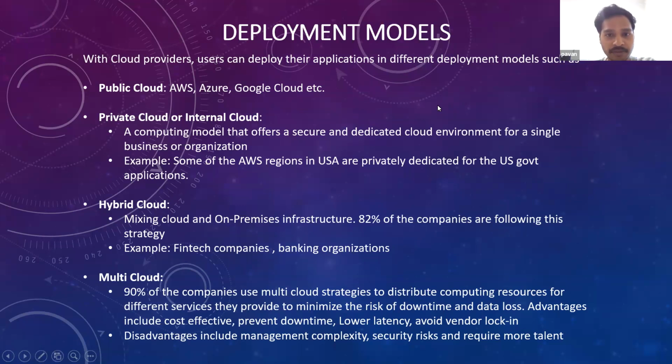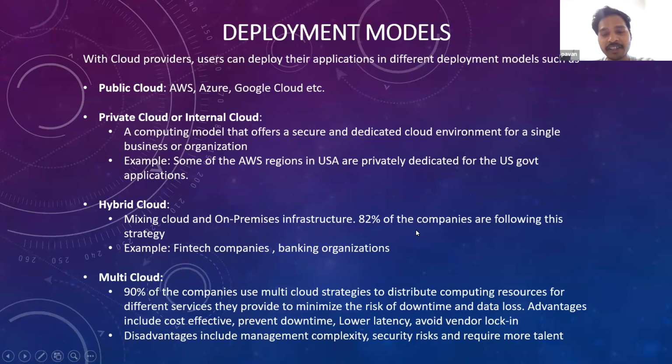For example, if an organization is dealing with any sort of sensitive information, they can offer it. For example, some of the AWS regions in the USA are privately dedicated to US government applications. I guess there are around 3 regions that are privately dedicated to the government. And also a hybrid cloud, mixing both cloud and on-premises infrastructure.